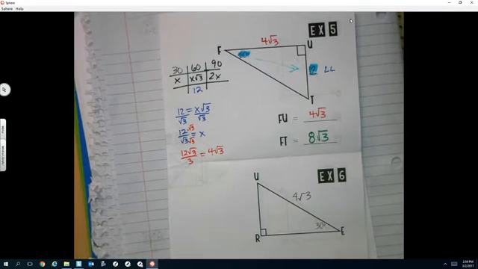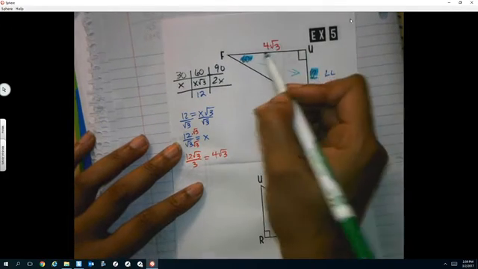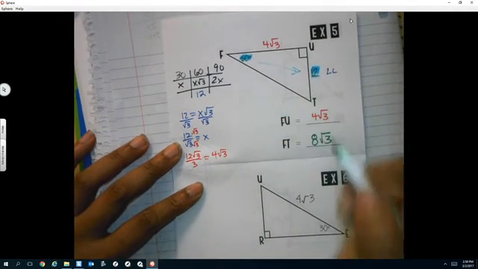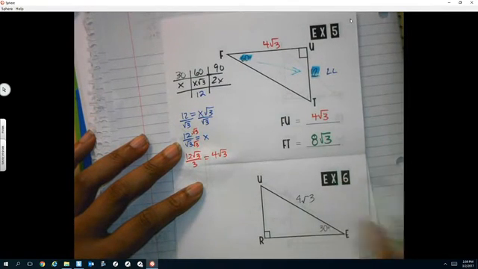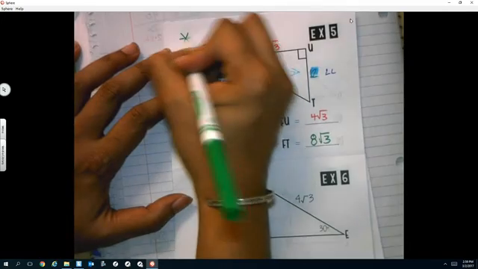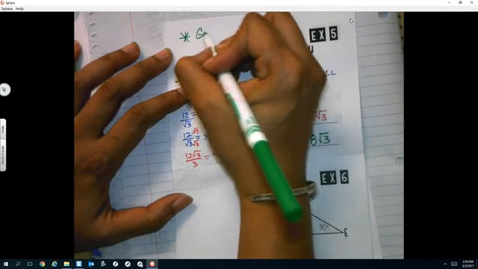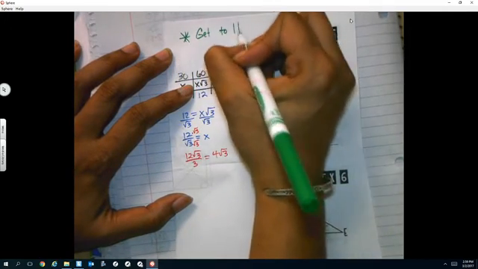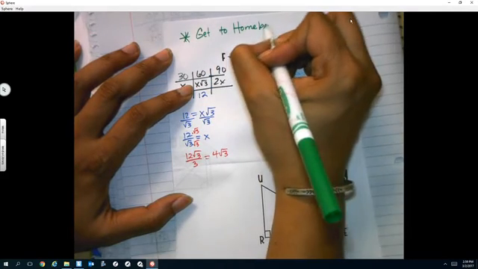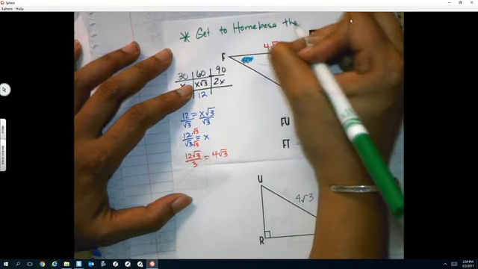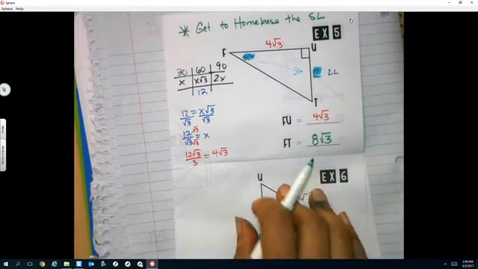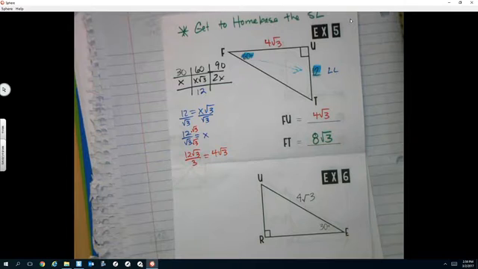Okay, so here's the shortcut. Instead of doing all the rationalization, you need to always find your short leg first, because that makes it a whole lot easier to find the rest. What we call that is getting to home base. Home base is the short leg. Because if I know the short leg, then I can find any other leg.